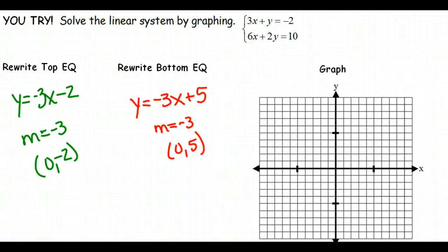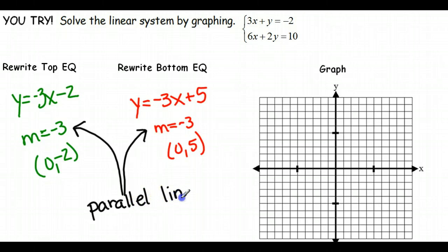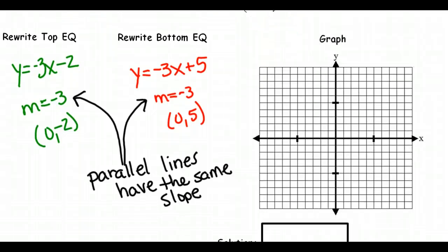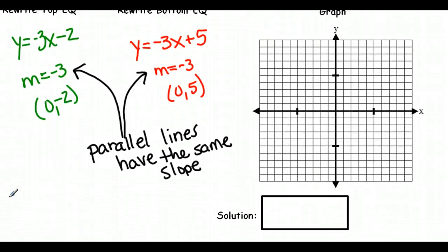Now, some of you may remember from a previous chapter that if two equations have the same slope, it means they're parallel. So let's just write this because these are our notes. Parallel lines have the same slope. And remember that big brain question we just asked a few seconds ago? Well, if lines are parallel, we know that they have no solution. So you didn't even need to graph this problem.